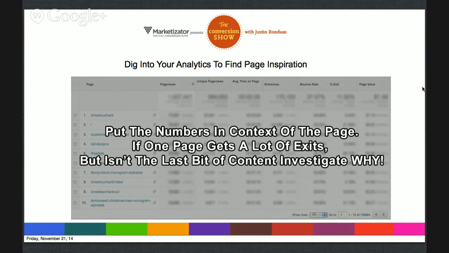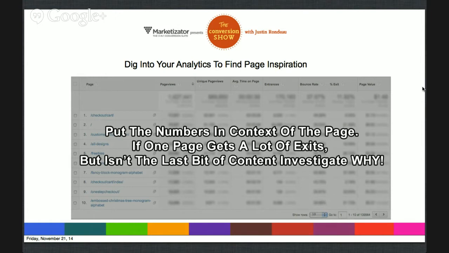For example, if one page gets a lot of exits, which by standard definition means people have viewed more than one page but it isn't the last piece of content, such as a thank you page, you should really start investigating why. See if there's a content mismatch, or maybe their behavior is a little wonky within the template. Maybe you have call to action confusion, all sorts of things could be happening there. That's one of the key things I look at when something has high exit rates but isn't the end of content. So that's one of my key pieces I look at when I do audits.